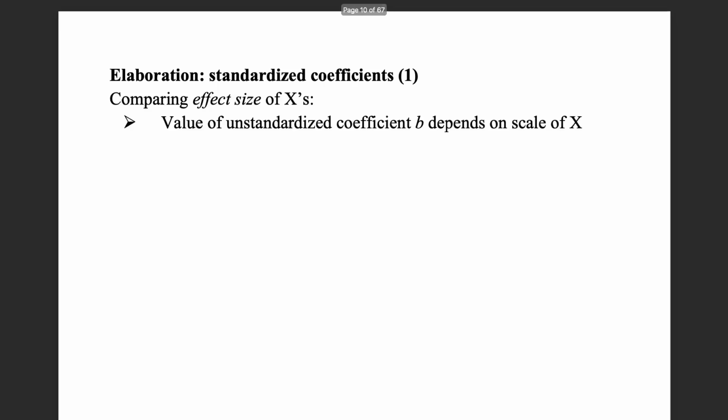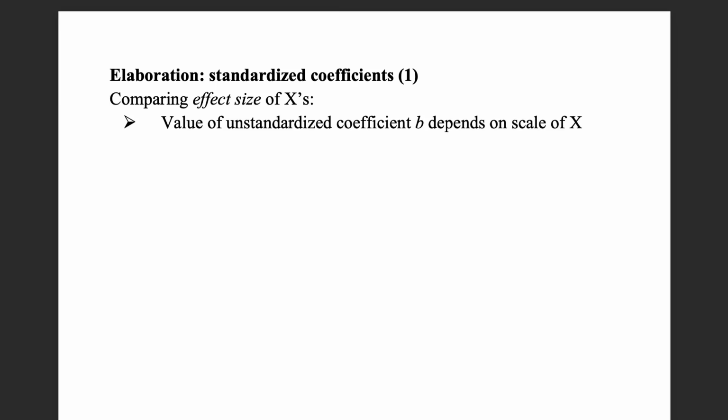Let's elaborate a little bit on something that I already touched on in the previous lecture, and that's the idea that we can interpret our coefficients on the original scales of the variables that we're working with. Then we're talking about the unstandardized regression coefficients. But we can also translate our variables into standardized scales, so translate them into z-scores, and then we can express our coefficients as standardized coefficients. So why would you want to do that?